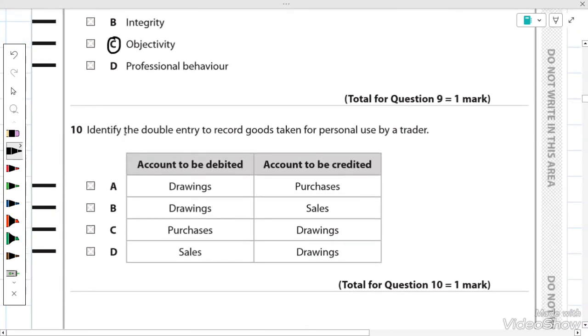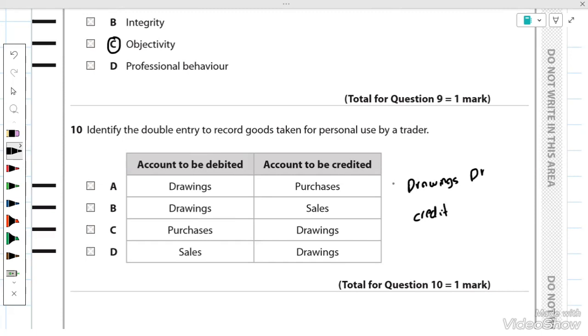Okay. So the last MCQ is: identify the double entry to record goods taken for personal use by a trader. So we know that whenever we are taking out something for our personal use, it means that we have to debit the drawings, and if we are taking out goods, it means that we have to credit our purchases because we have to reduce our purchases. Okay, so the A option is your right option.